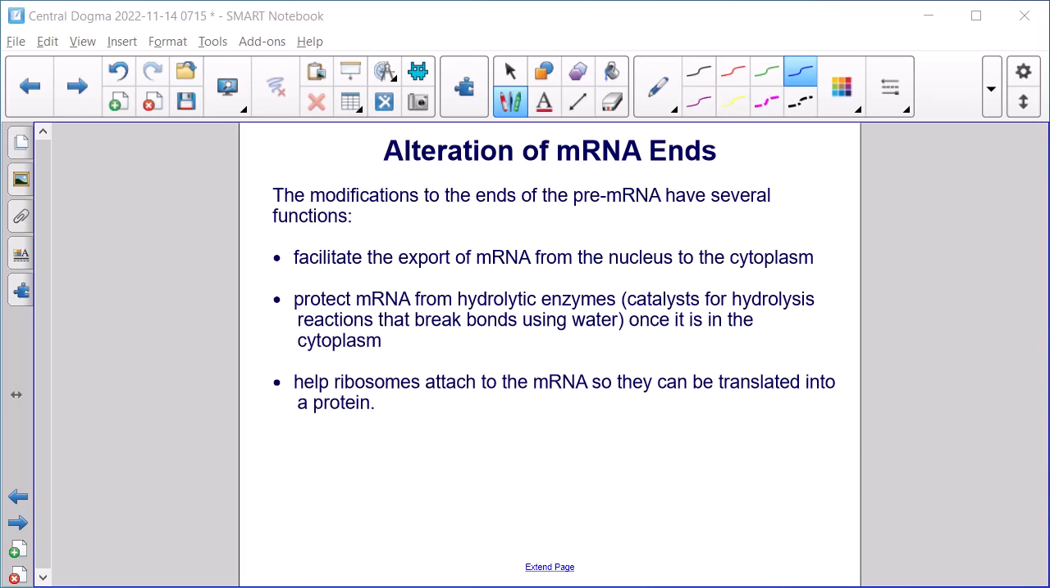The modifications to the ends of the pre-mRNA have several functions. Facilitate the export of mRNA from the nucleus to the cytoplasm. Protect mRNA from hydrolytic enzymes, which are catalysts for hydrolysis reactions that break bonds using water, once it is in the cytoplasm. And help ribosomes attach to the mRNA so they can be translated into a protein.